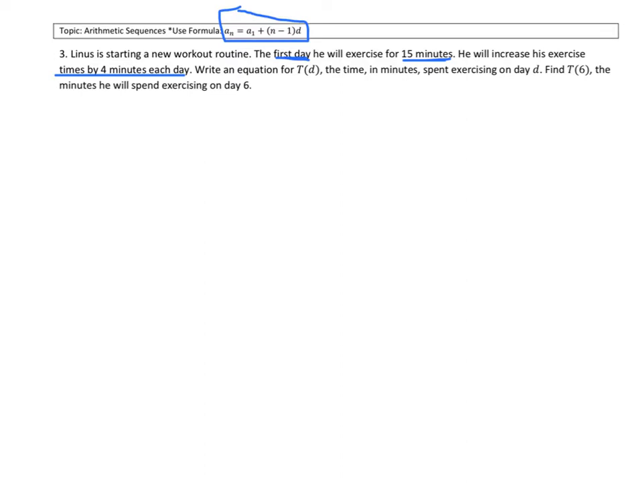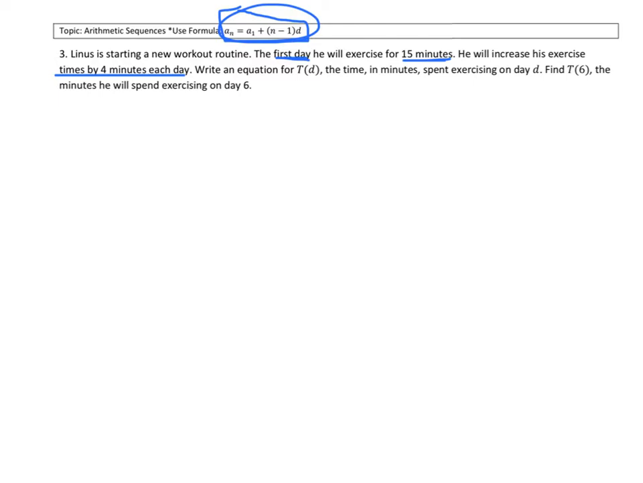And so here, as you read this problem, it says the first day he will exercise 15 minutes. That's our first term. Now, this problem is a little confusing because we're talking about an arithmetic sequence, which means we're going to use this formula up here. But at the same time, they use T of D for D days. So what we're going to do is start by using this formula, and then we'll work into the T of D at the end.